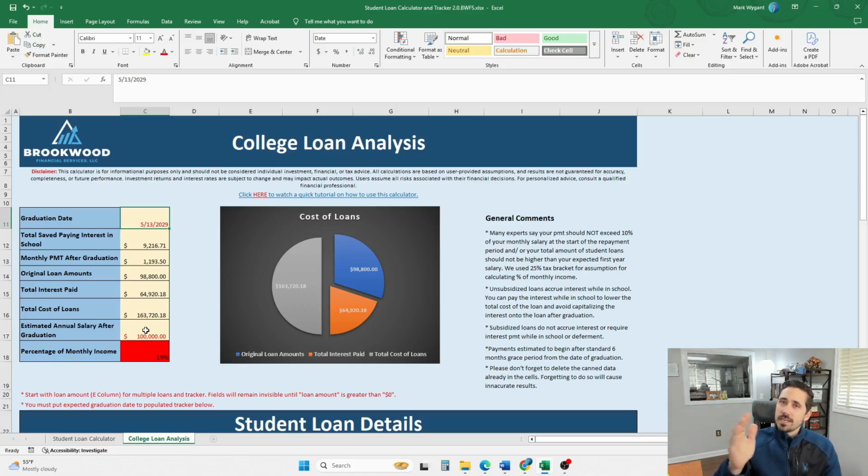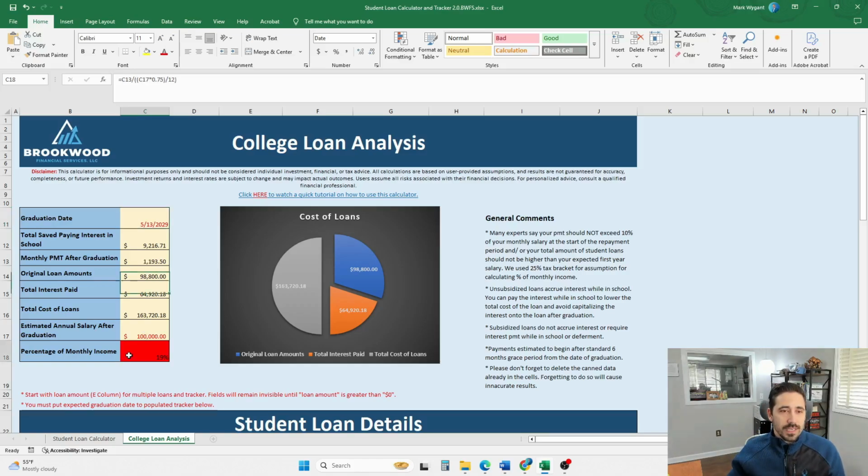I choose to be very conservative on this as I'm going through this analysis with other people, just so that we don't get overexcited about what our salary would be and then get ourselves into more student loans than what we could possibly afford.